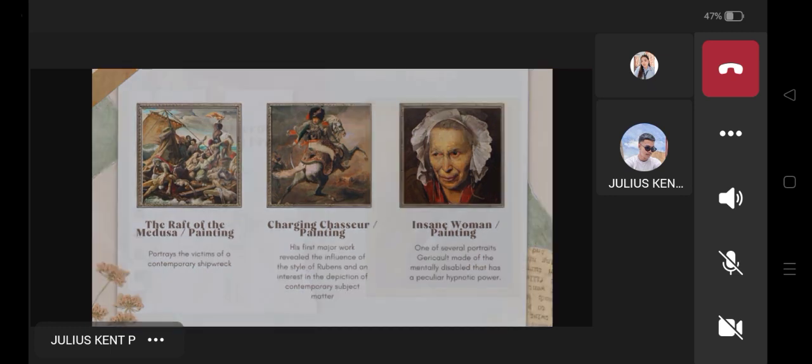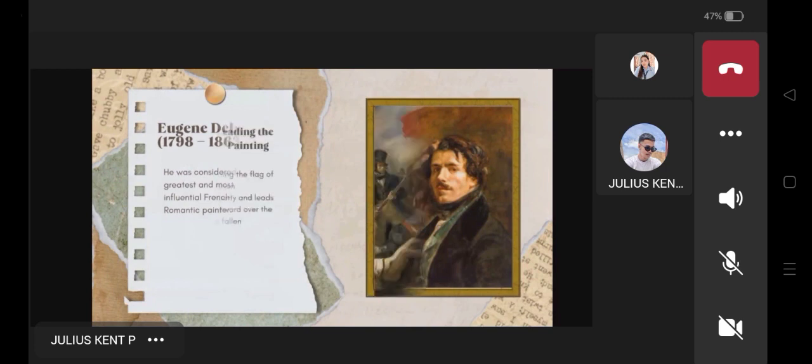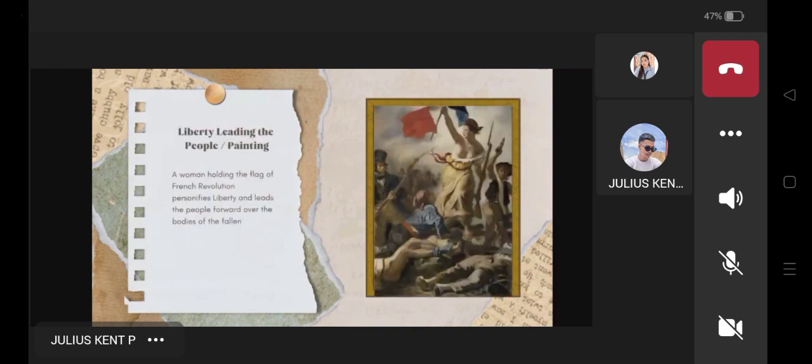Tapos yung next nating painters ay si Eugene Delacroix. He was considered the greatest and most influential French Romantic painter. Tapos ito yung kanyang sikat na ginawa, yung Liberty Leading the People. Painting siya. A woman holding the flag of the French Revolution personifies liberty and leads the people forward over the bodies of the fallen. Yan. Nagawa niya ito 1830. Tapos yung medium na ginamit niya dito ay oil paint.